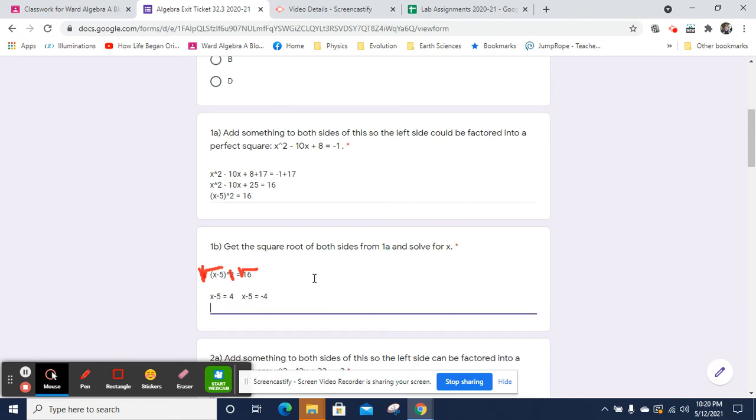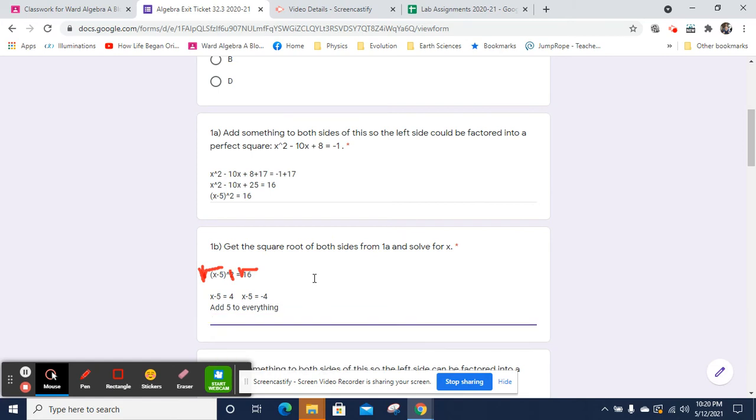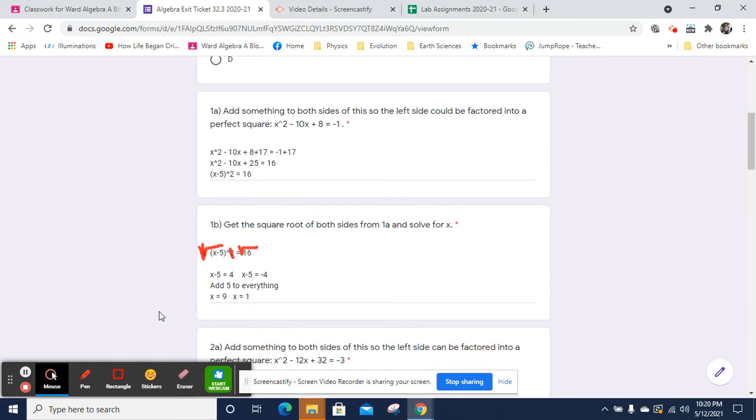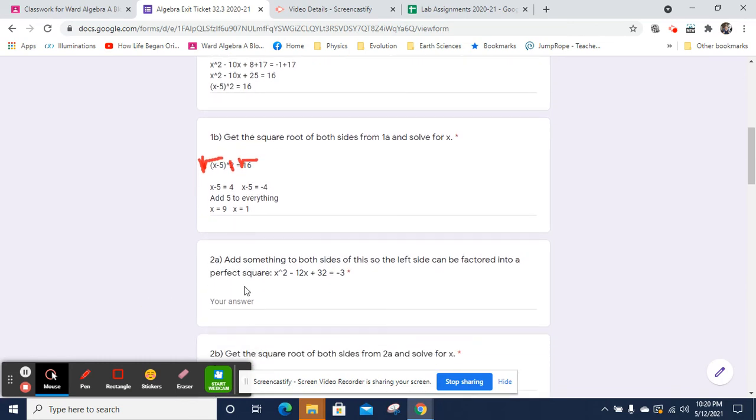So I'm going to add 5 to everything. Okay, so x minus 5 becomes x, 4 becomes 9 because I added 5 to it, x minus 5 becomes x, and -4 becomes 1. And those are my solutions for this. X is 9 and x is 1.